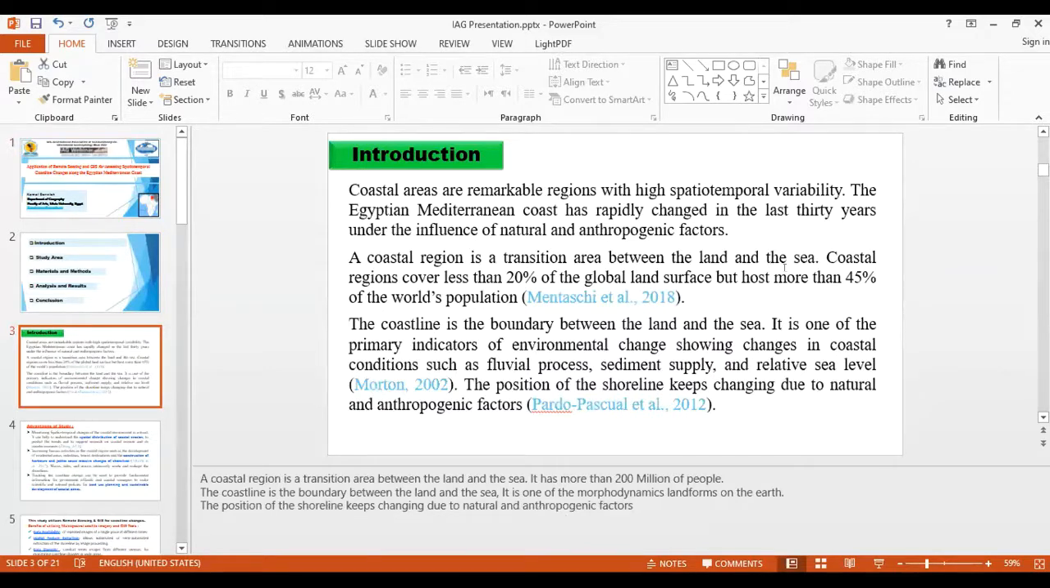For the introduction of my project: a coastal region is identified as a transition area between the land and the sea. It has more than 2 billion people, about 45% of the world population. The coastline is the boundary between the land and the sea, and it's one of the most morphodynamic landforms on the earth. The position of the shoreline is changing due to natural and anthropogenic factors and some marine processes.